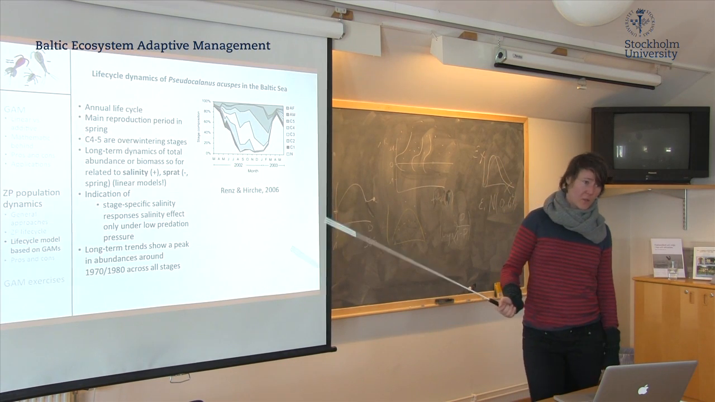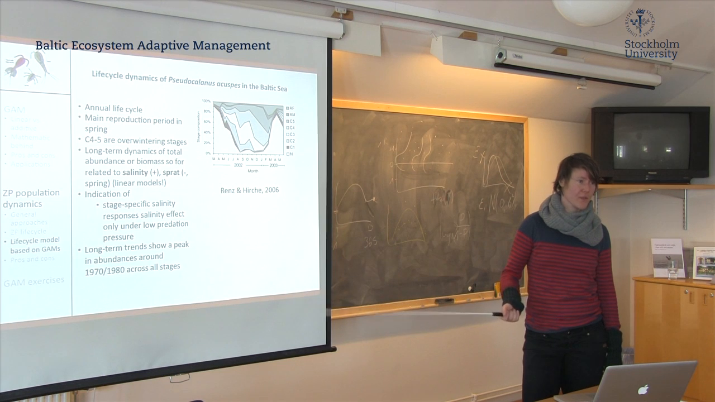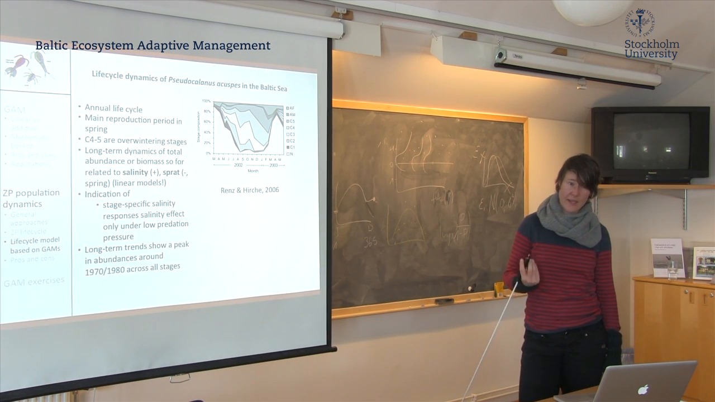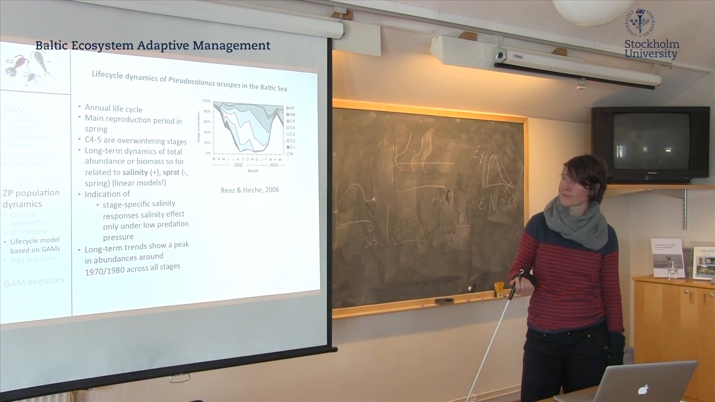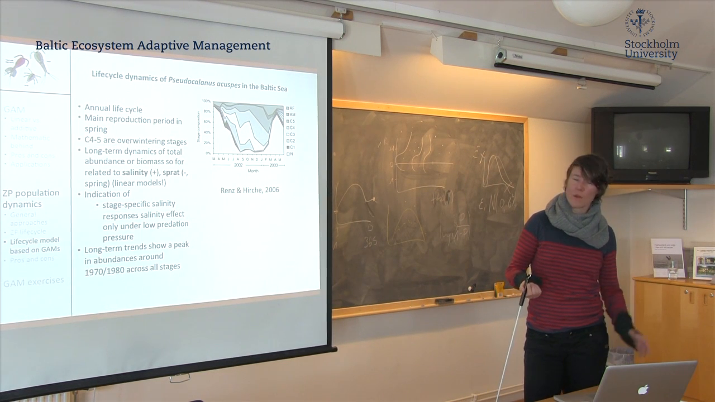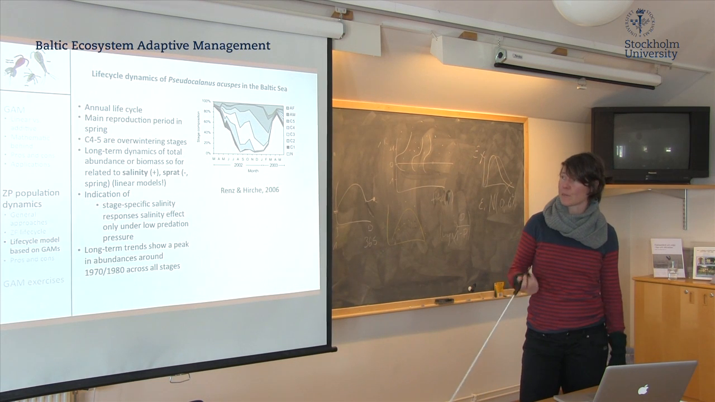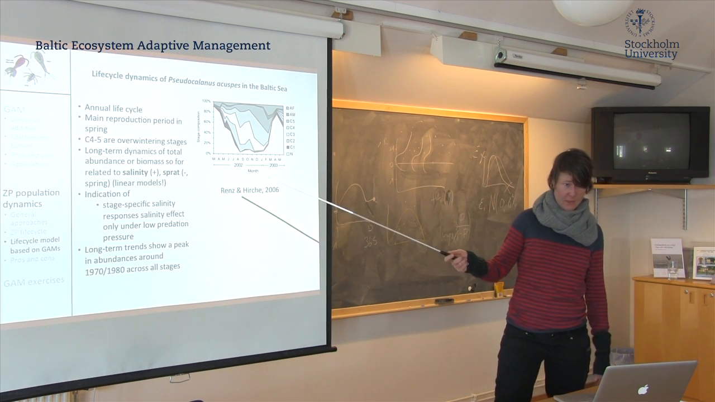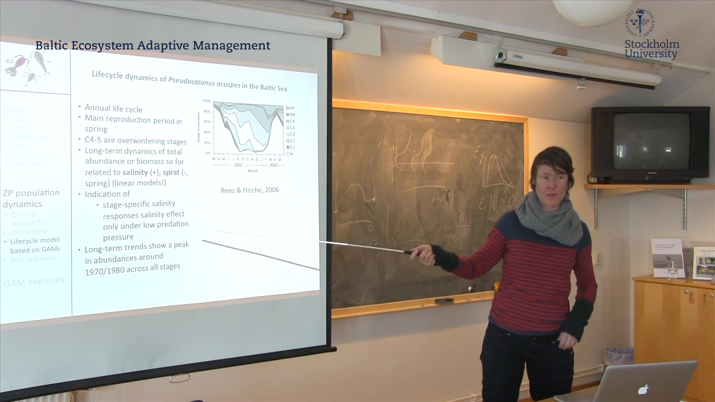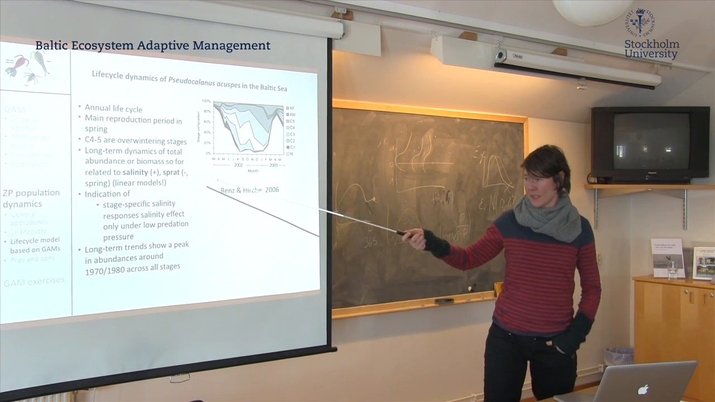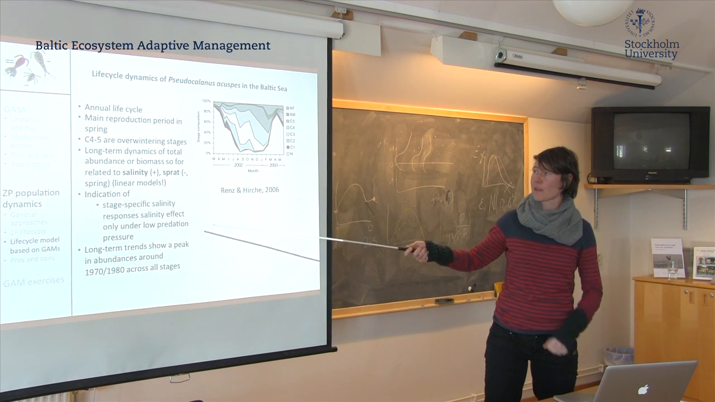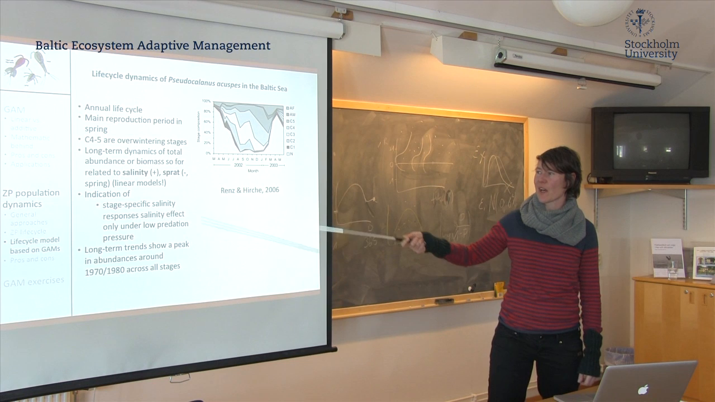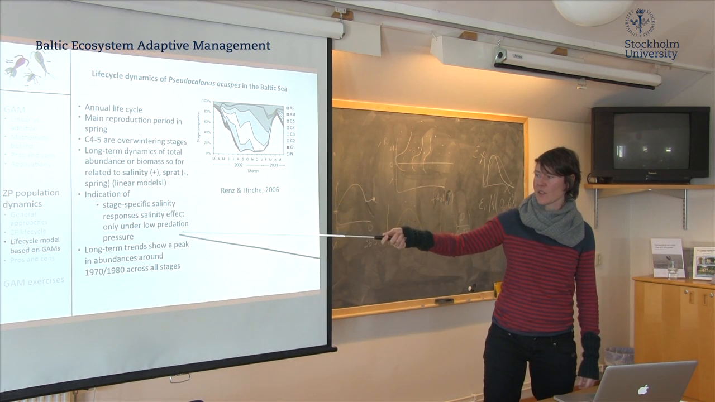So far, Pseudocalanus has been related positively to salinity and negatively to sprat. And most of those models use so far only linear models. But it seems also that there are stage-specific responses towards salinity and temperature. So I want to know how those different drivers relate to the different stages.